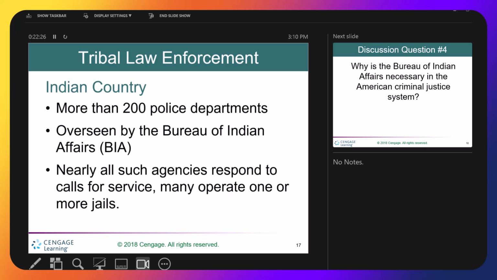So when we look at Indian country in the U.S., we have more than 200 police departments overseen by the Bureau of Indian Affairs. Nearly all such agencies respond to calls for service. Many operate one or more jails. This is for our Native Americans, where we have reservations. They operate like little cities or little counties on the reservation, because the sheriff or the chief of police has no authority on an Indian reservation. That is federal land. So they have their own law enforcement agencies and judicial system.